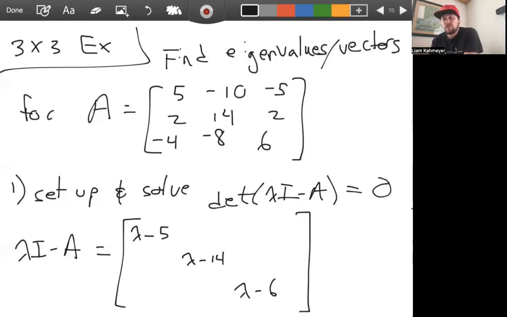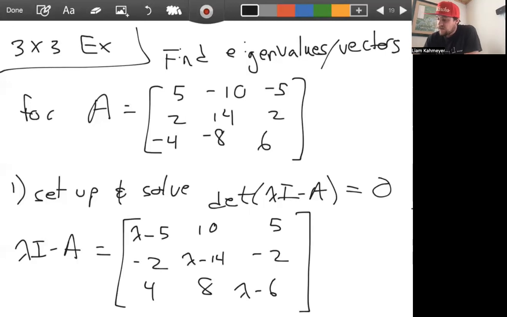Right? And then what do we notice for every other entry? Well, if you take the identity minus a matrix, every element that is not along the diagonal of the identity is 0. So we're going to have 0 minus whatever the corresponding element is in A. And what that corresponds to is just flipping the sign of every other element. So we have 10, 5, -2, -2, 4, and 8. Like this. And so this is our lambda I minus A.